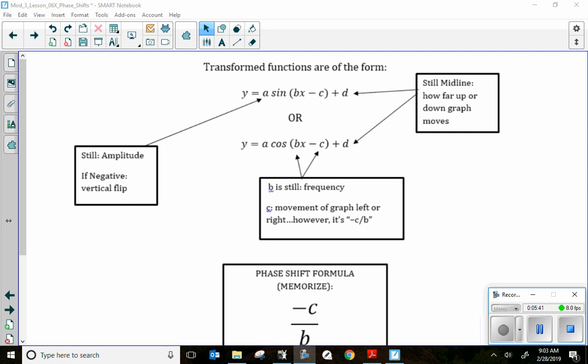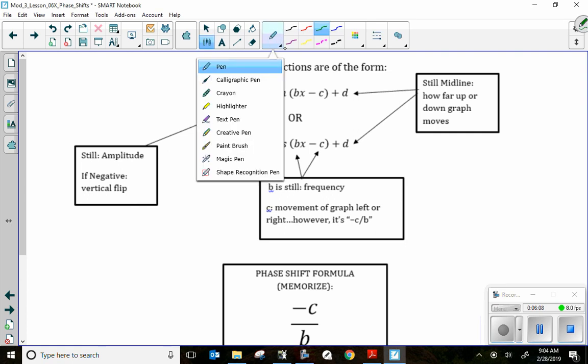All right, so let's look at some things here, okay? Transformed functions are of the form y equals a sine, in parentheses is bx minus c, plus d. Or we could say cosine instead of sine, okay? Because we can shift the S curve for sine or that cup for cosine, all right? And let's just do a quick little review. And most of this, we should already know.